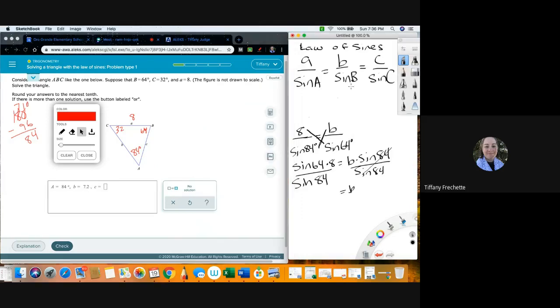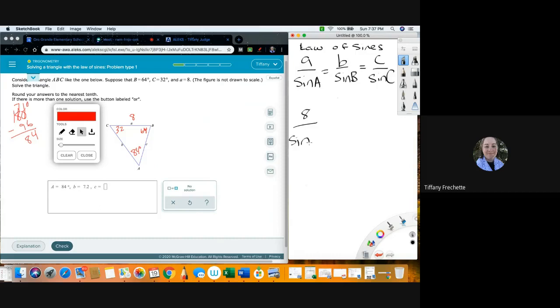I'm going to close that. I'm going to come back over here, and I'm going to erase this. I'm going to do another one. Okay, so now I want C. So now I don't want to use B. I rounded that. I'm going to use the first and the last. So side A is still 8. Angle A is still 84. Now side C I don't know, but angle C I do know is 32.